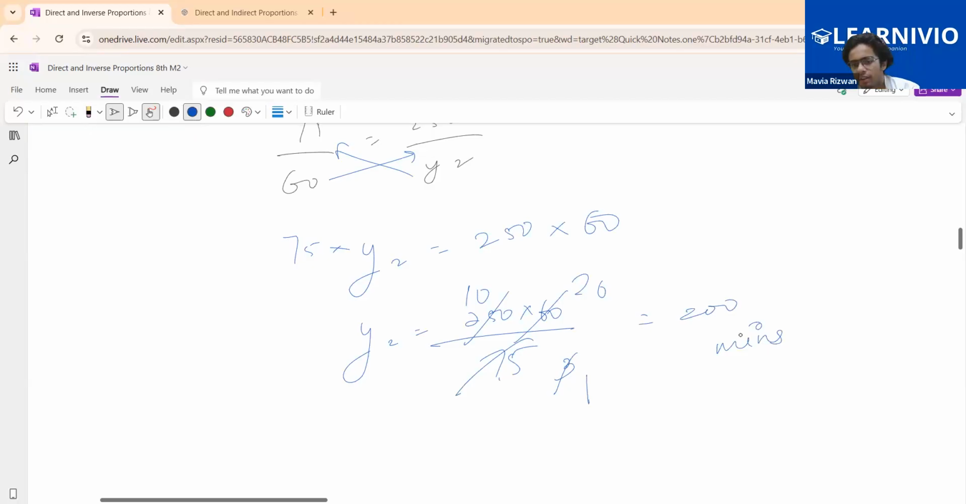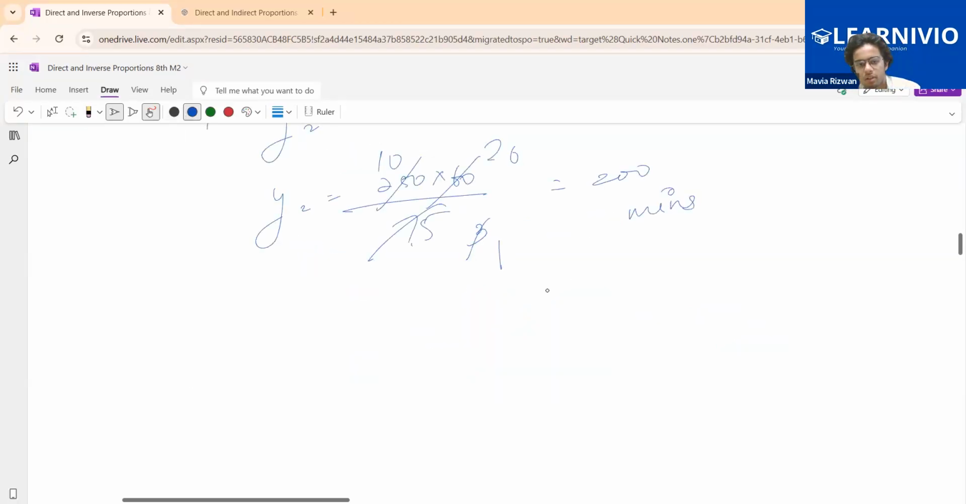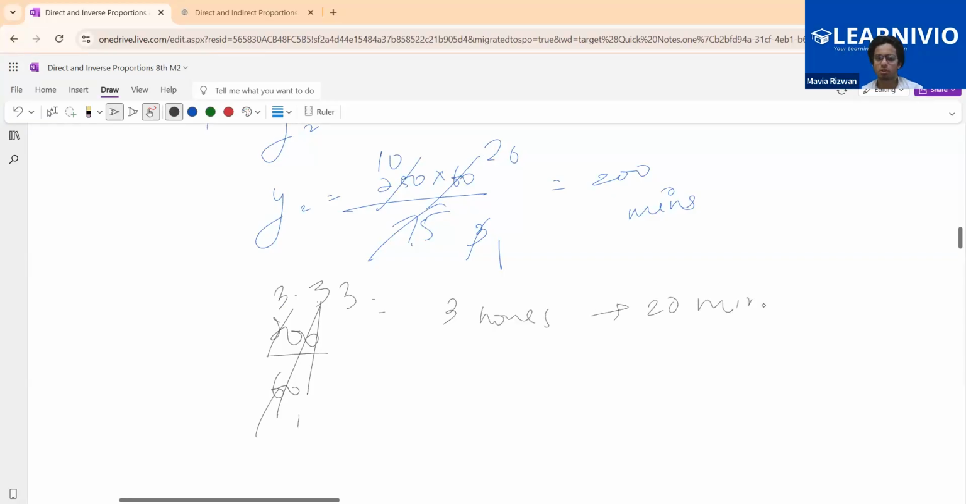Now we have to convert that to hours, so we divide by 60. So 200 by 60 would give us 3.33. Okay, which is equal to 3 hours and 20 minutes. Very simple. This is equal to 3 hours and 20 minutes. I hope this is clear to all of you. How do we do the second part of this?